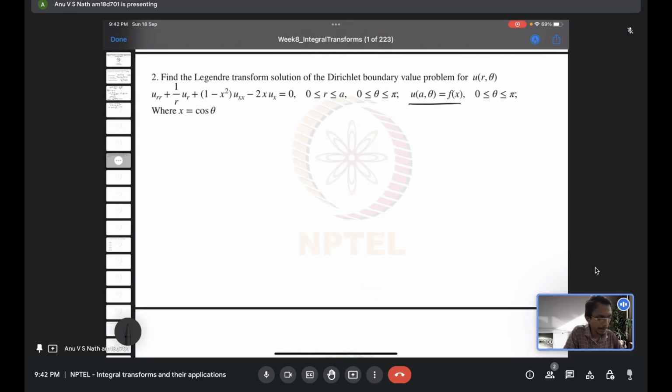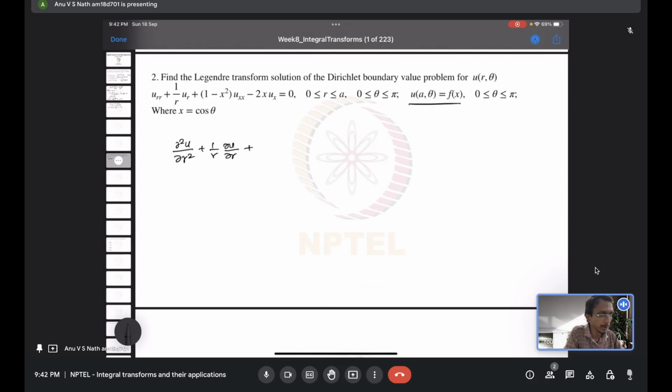Let us start solving this problem anyway. So let me write the equation again. It's dou square u by dou r square plus 1 over r dou u by dou r plus 1 minus x square. So we can substitute that and see how the equation actually looks. It's actually sine square theta. Yeah, that you can try.